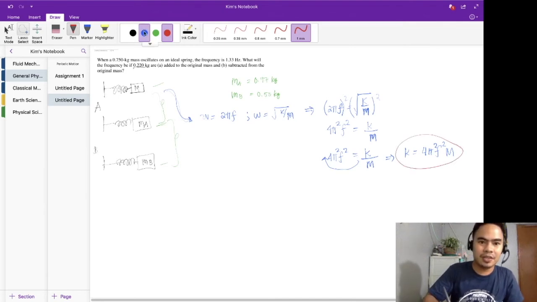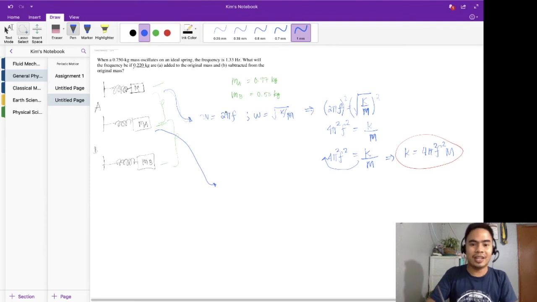So the second equation, I will not go through that because basically this is the case where you add the mass m sub a, or you add the mass, 0.220 kilograms. So your new mass now is m sub a, or 0.97 kilograms. So you still go through with the same process here. You work with the same variables except for the mass m.